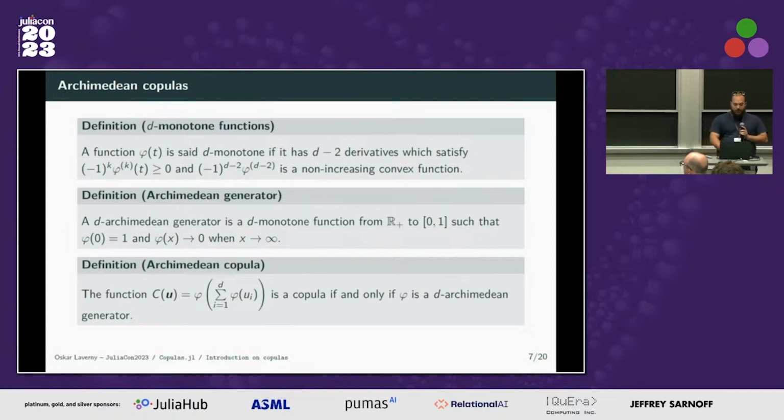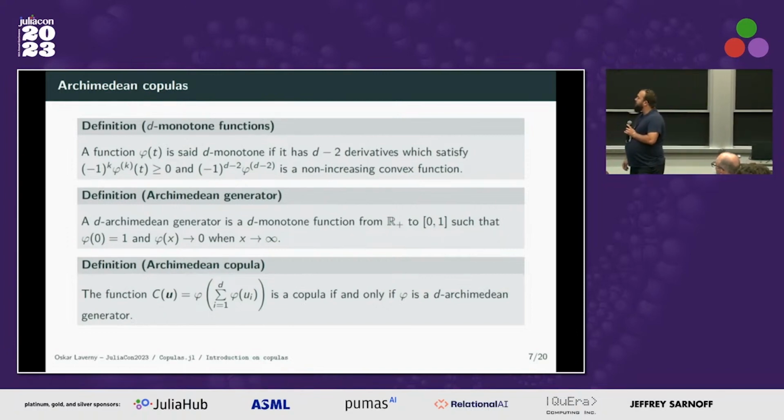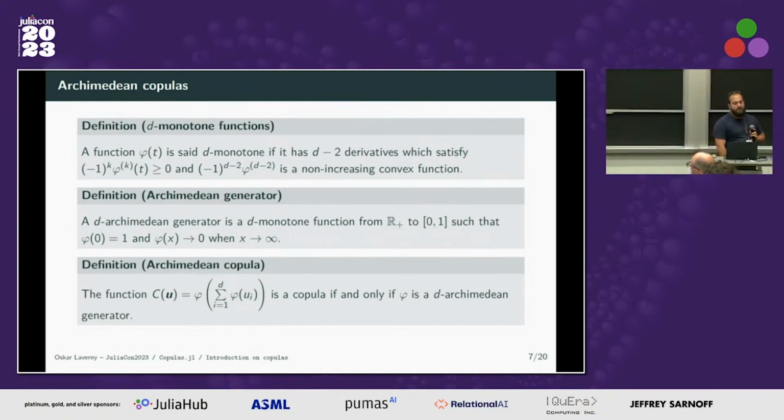And then the function that is described as, there should be a -1 somewhere, C of u equals phi of the sum of the phi^-1 of u_i's. There is a -1 missing. This function is actually a copula. It's a distribution function which has uniform marginals when phi is an Archimedean generator.